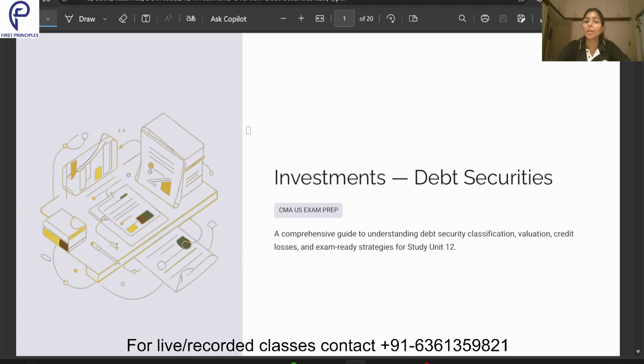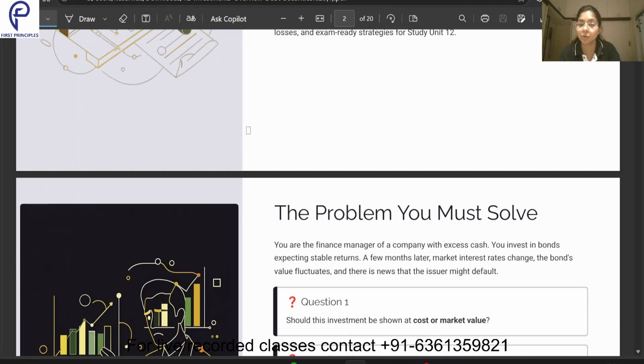In today's video, we are going to talk about investment in debt securities. Now, why are we studying this chapter? First of all, understand the logic behind it. Sometimes businesses have excess cash with themselves, so they invest that cash in different kinds of securities. It can be equity securities or it can be debt securities. Today we are going to study the debt securities.